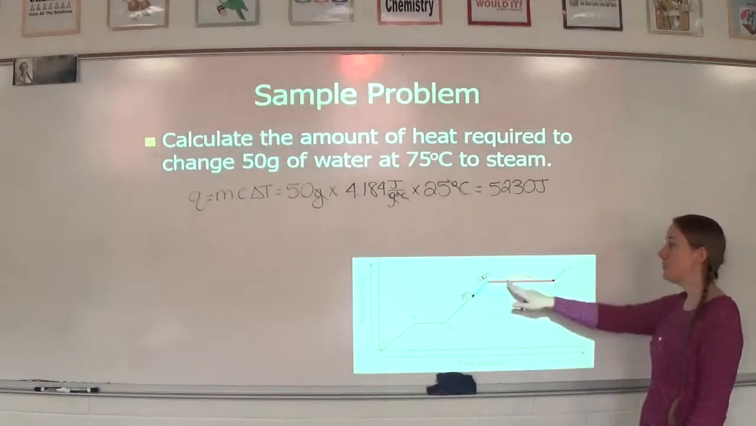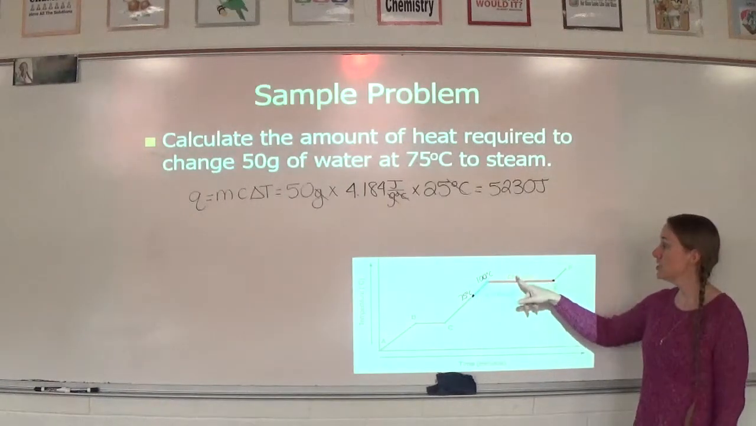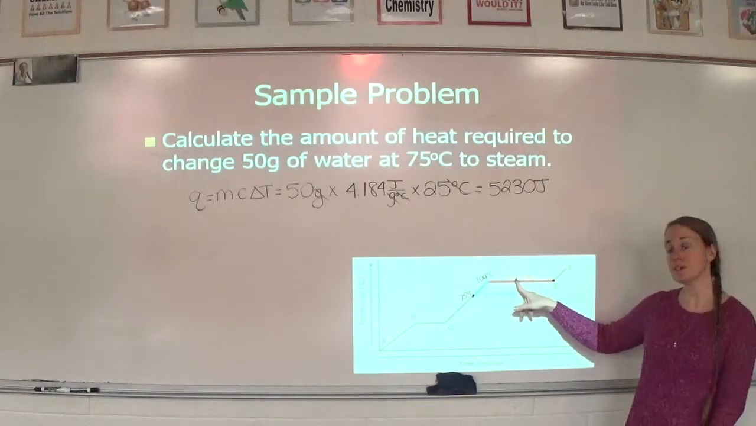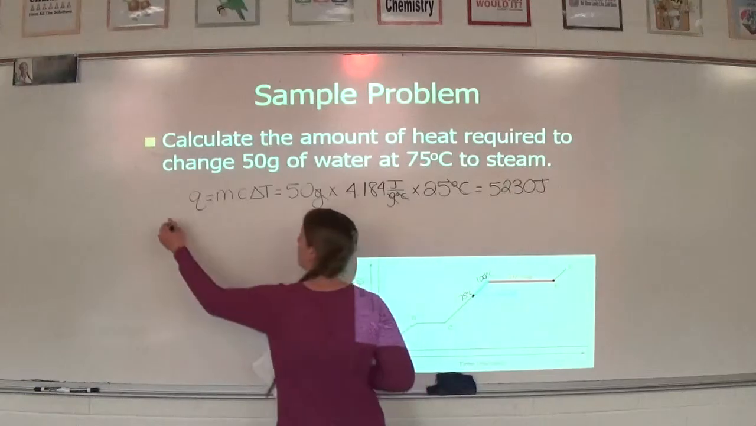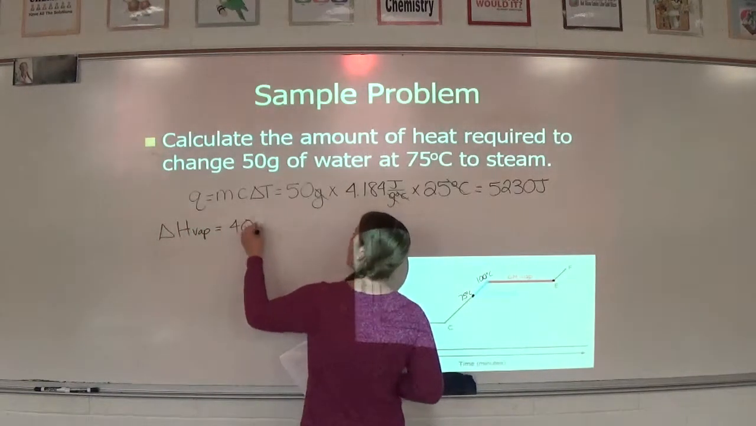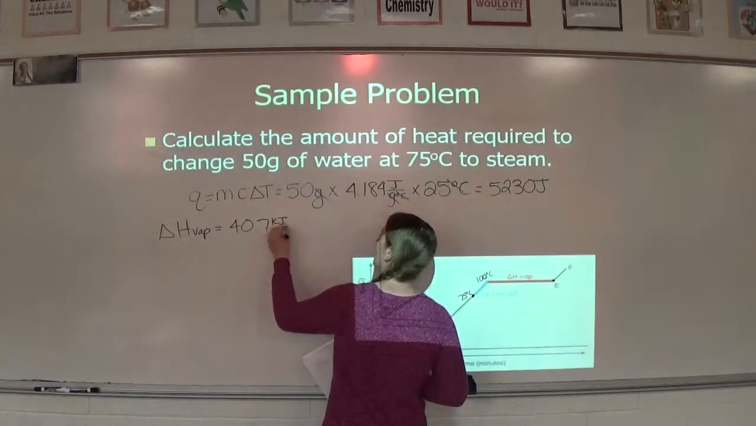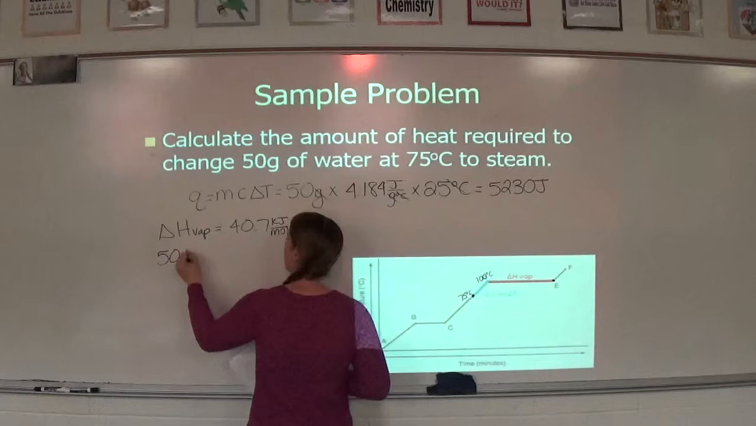All right, so now I move on to the red line. Well, here we have a phase change, no temperature change. So I need to use my delta H of vaporization because we are boiling right here. Okay, so delta H of vaporization for water, we already know is 40.7 kilojoules per mole. All right, so I was given 50 grams of water.